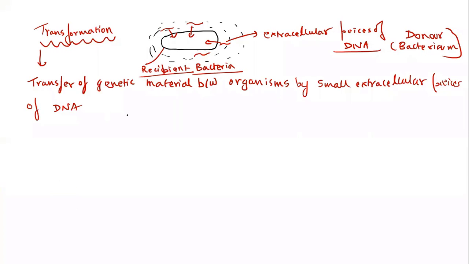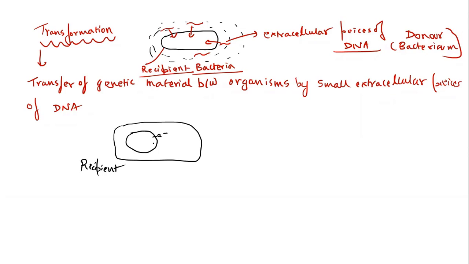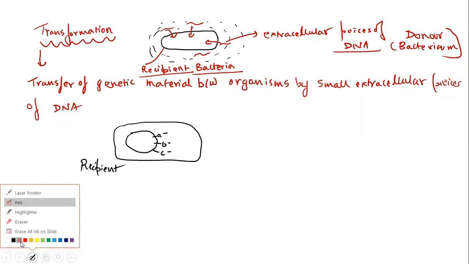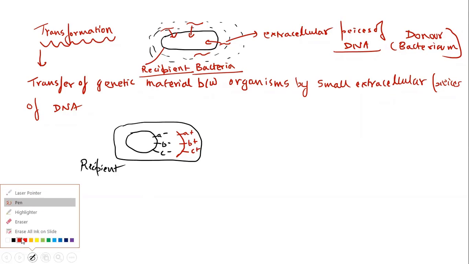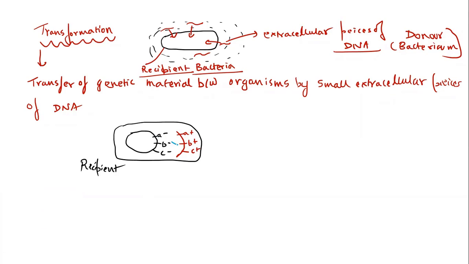Now one more thing I would like to draw for you. Suppose there's a recipient cell. What happens in transformation mapping: there's a recipient cell, let's say it is A negative, B negative, C negative, just giving one example. And there's a fragment which has just been received, coming from the donor bacteria, having A plus, B plus and C plus. What happens in transformation? Because of the recombination event, here a crossover event takes place. What will ultimately happen?